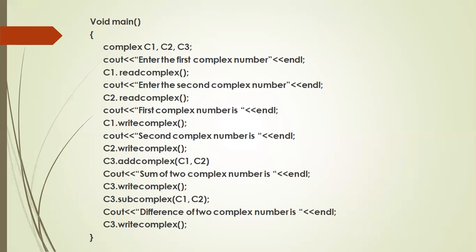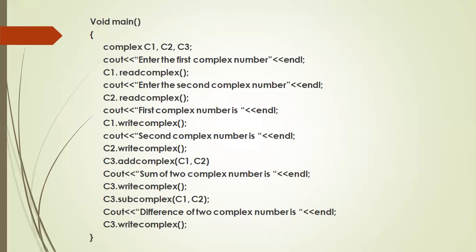Next, you see how the addcomplex function is called. C3.addcomplex(C1, C2). So I am calling the addcomplex function with the object C3 only. That's the reason in the addcomplex function I have written simply real equal to C1.real plus C2.real. If instead you had called the function as C4.addcomplex(C1, C2), then that real and image would be taken for C4.